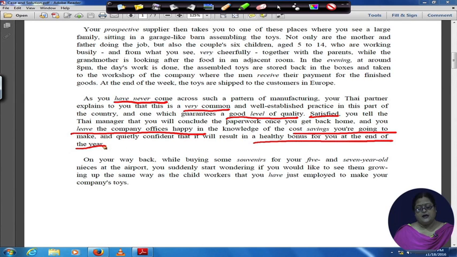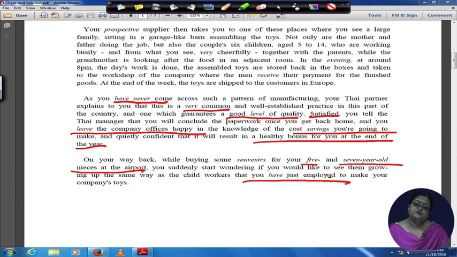On your way back, while buying some souvenirs for your 5 and 7 year old nieces at the airport, you suddenly start wondering if you'd like to see them growing up the same way as the child workers that you have just employed to make your company's toys.